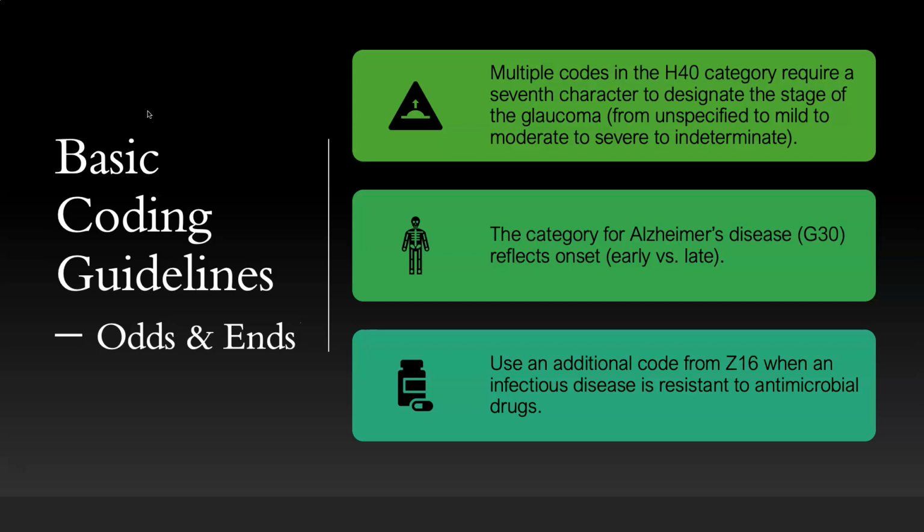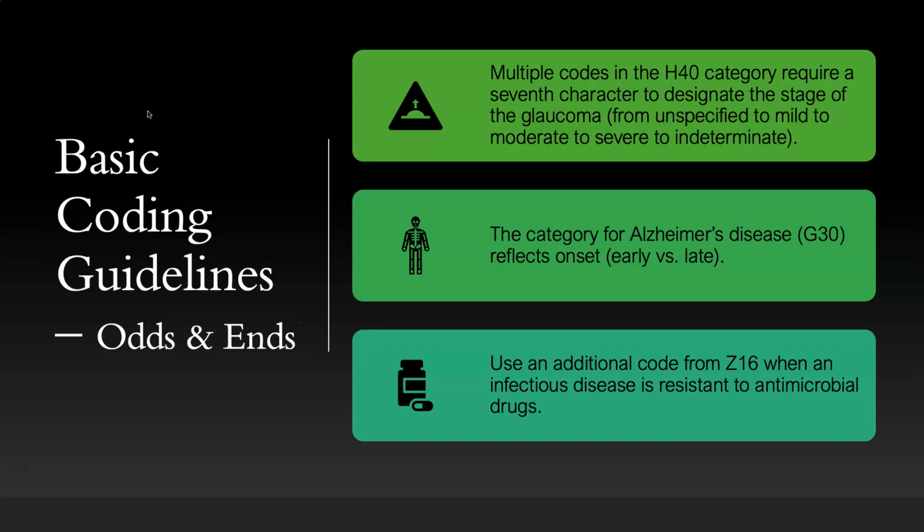You're going to use an additional code. You're going to code the UTI, you're going to code that it was due to the E. coli, and you're going to code that this is resistant to antimicrobial drugs. So you'll have a Z16 code there as your third code. So let me say that again. If you have a patient who has a urinary tract infection that is due to E. coli, which is antibiotic resistant or antimicrobial resistant, then you're going to have three codes.